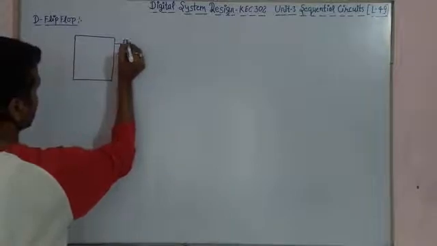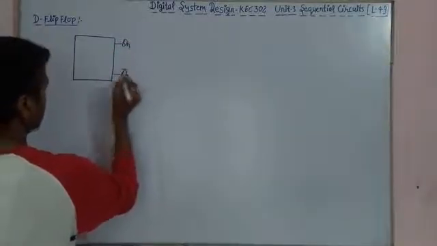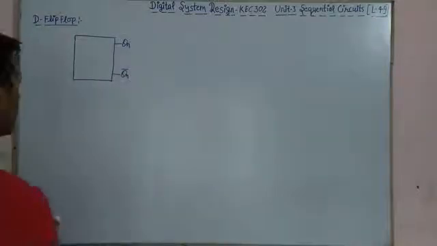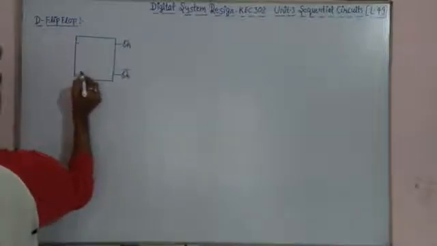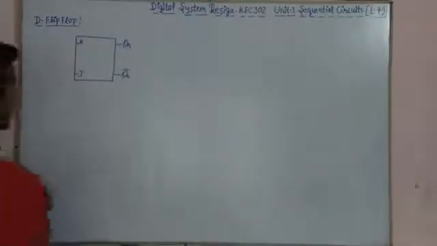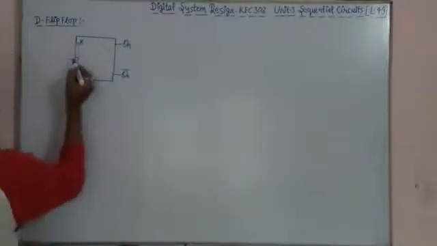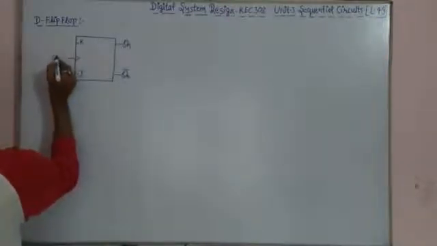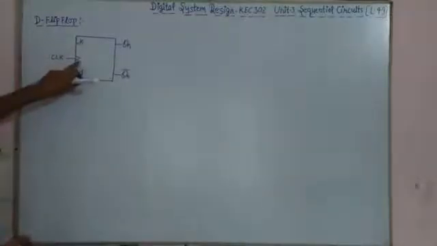Here we have Qn, and this will be the complement of Qn, and here you have two inputs, J and K. And you are giving here edge triggering. This is the clock. So this is the representation of positive edge triggering.